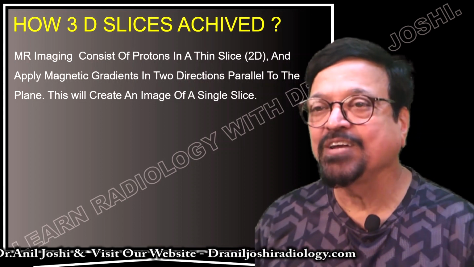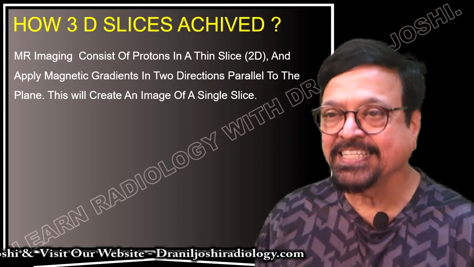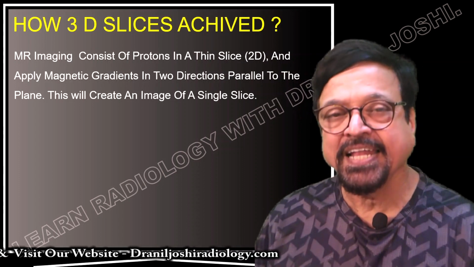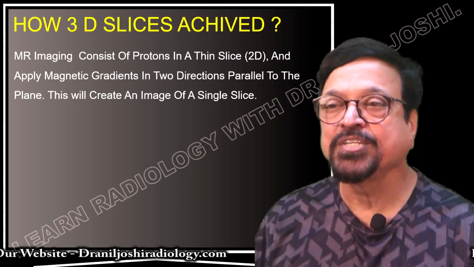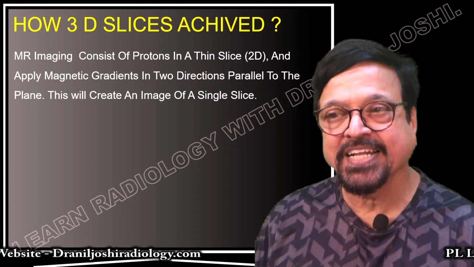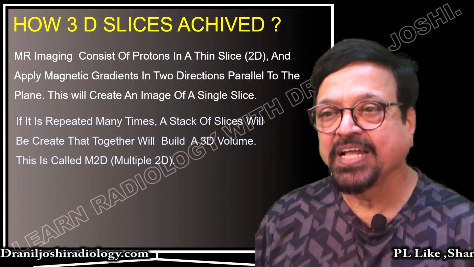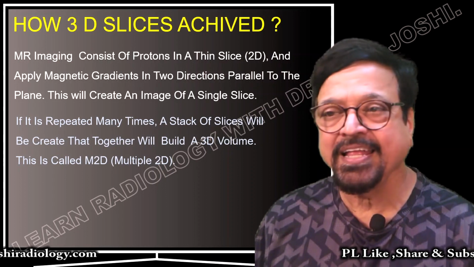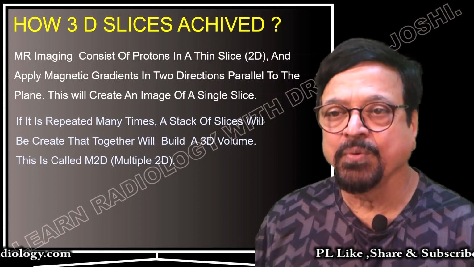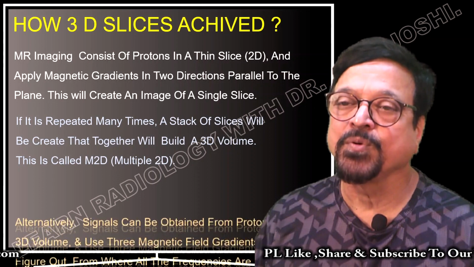For an MRI signal consisting of protons in a thin slice, that is 2D, applying magnetic gradients in two directions parallel to the plane will produce a two-dimensional picture. This will create an image of a single slice, that is a two-dimensional image. If it is repeated many times, a stack of slices will be created that together will build a 3D volume, and that will be called multiple 2D, or in short form M2D.